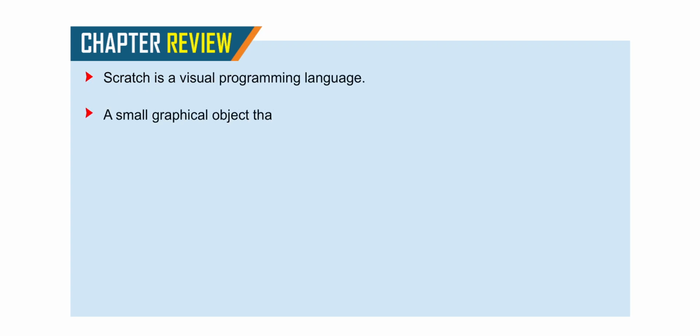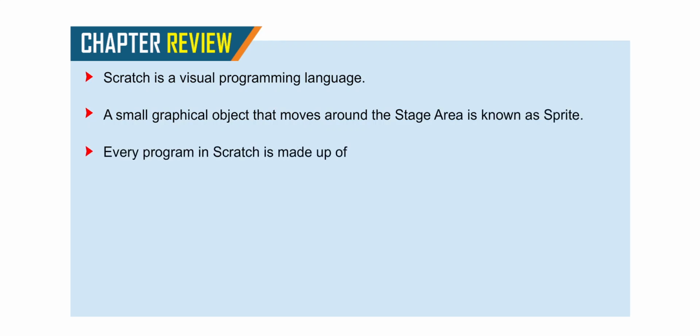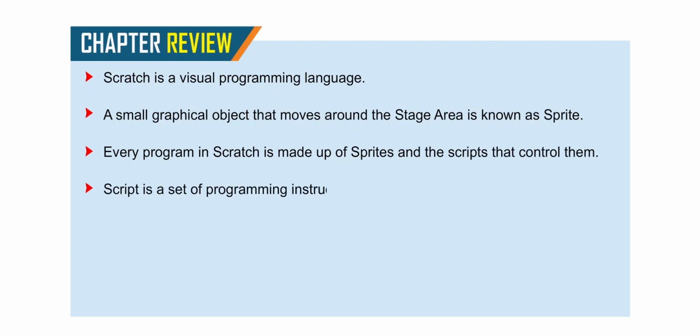Let us quickly have a look at the chapter review. Scratch is a visual programming language. A small graphical object that moves around the stage area is known as a sprite. Every program in Scratch is made up of sprites and the scripts that control them. A script is a set of programming instructions which a sprite follows.